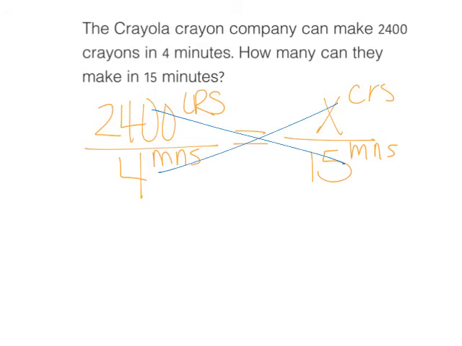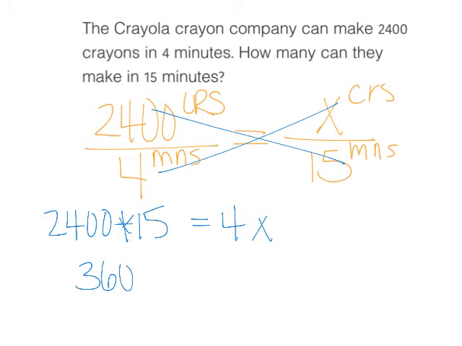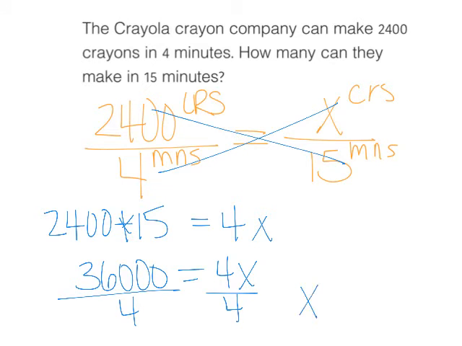So now we can cross multiply. So we have 2,400 times 15 is equal to 4x. So 2,400 times 15 gives us 36,000, and that's equal to 4x. Divide both sides by 4, and x gives us 9,000. So they will make 9,000 crayons in 15 minutes.